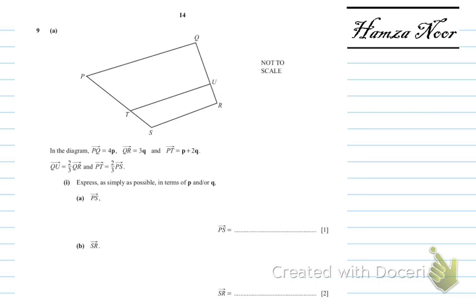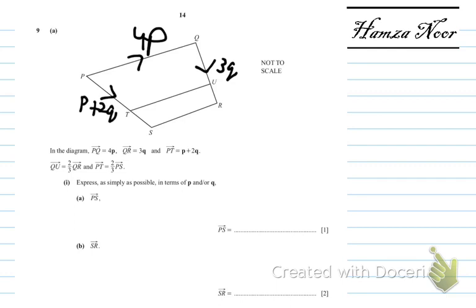Alright, so here we have another question, and this is from June 2019, and this is a P2 question. In the diagram, PQ is equal to 4p, QR is equal to 3q, and PT is equal to p plus 2q. First thing is that you need to label all the vectors and all the information which is given. PQ is equal to 4p. Then QR is equal to 3q. PT is equal to p plus 2q.